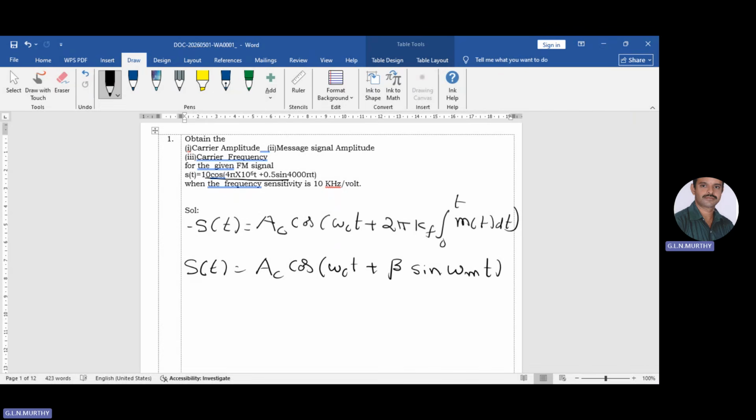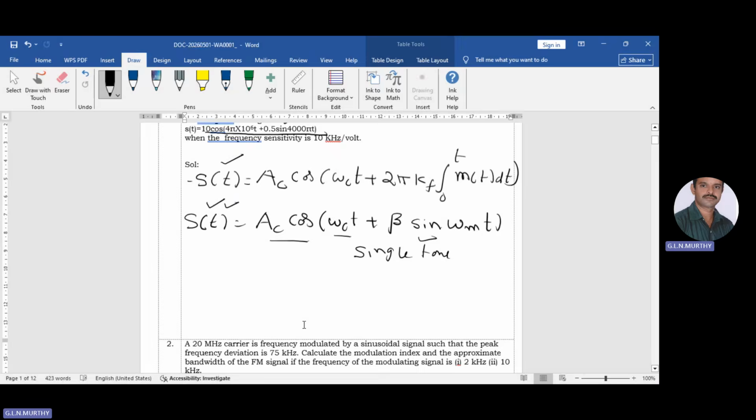Now, this is the given data: 10 cos(4π×10^6 t + 0.5 sin 4000πt). This data corresponds to which one of these two expressions? We need to compare, so verify once. A_C cos ω_C t, cos ω_C t, sine and sine. So this is the expression for a single tone FM signal. We need to confirm that first of all, right? Once it is confirmed, then the remaining steps are easy.